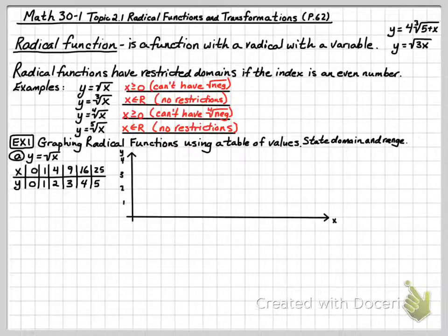If you graph this, you will notice my x values are going to go to 25 and my y values are going to go to 5. The points are 0, 0; 1, 1; 4, 2; 9, 3; 16, 4; and 25, 5. So that's what the graph of a square root radical looks like.